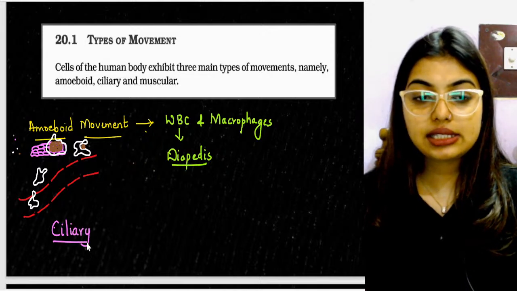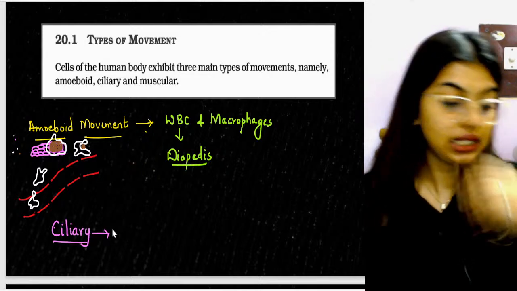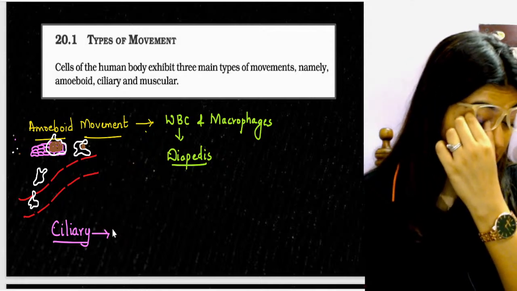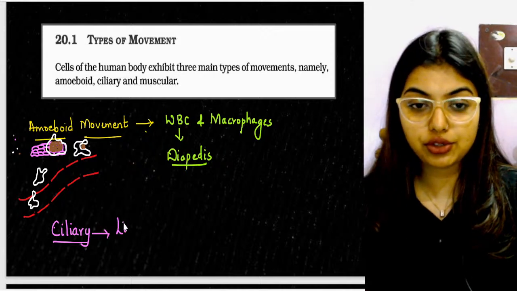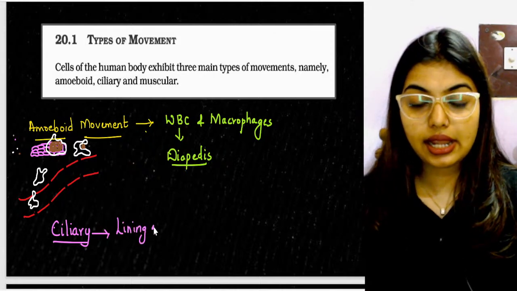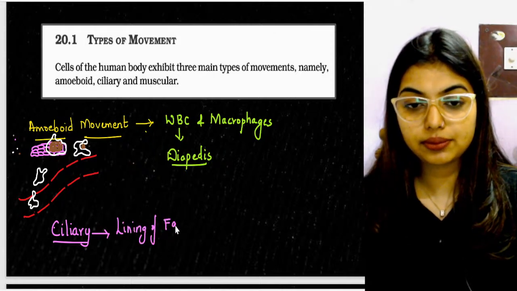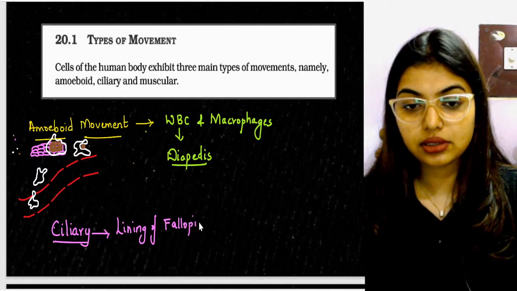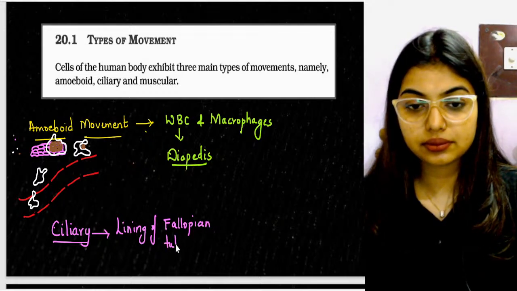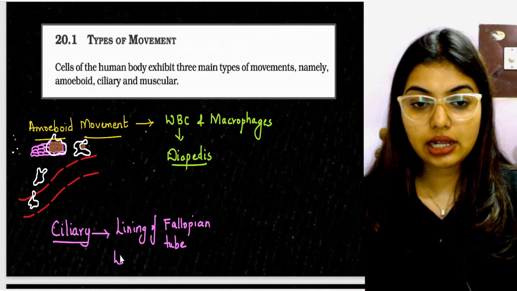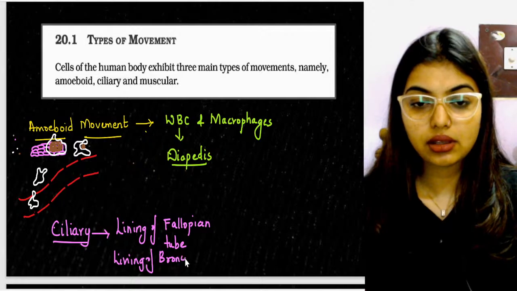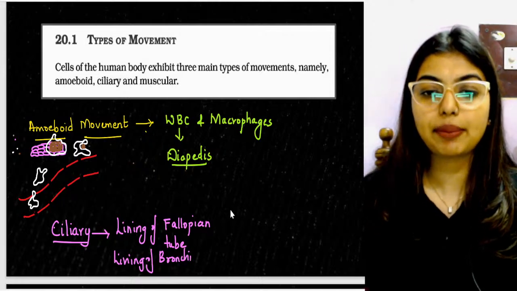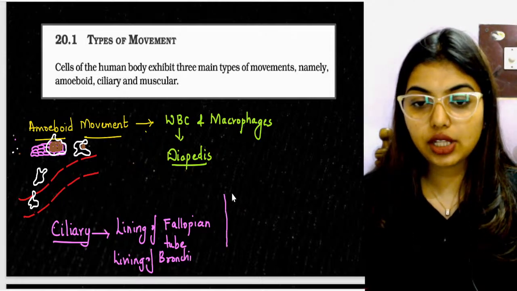Ciliary movement, students. See, ciliary movement means cilia. That kind of movement happens in the lining of your fallopian tube, and in the lining of your bronchi. These are the tubes that are there.